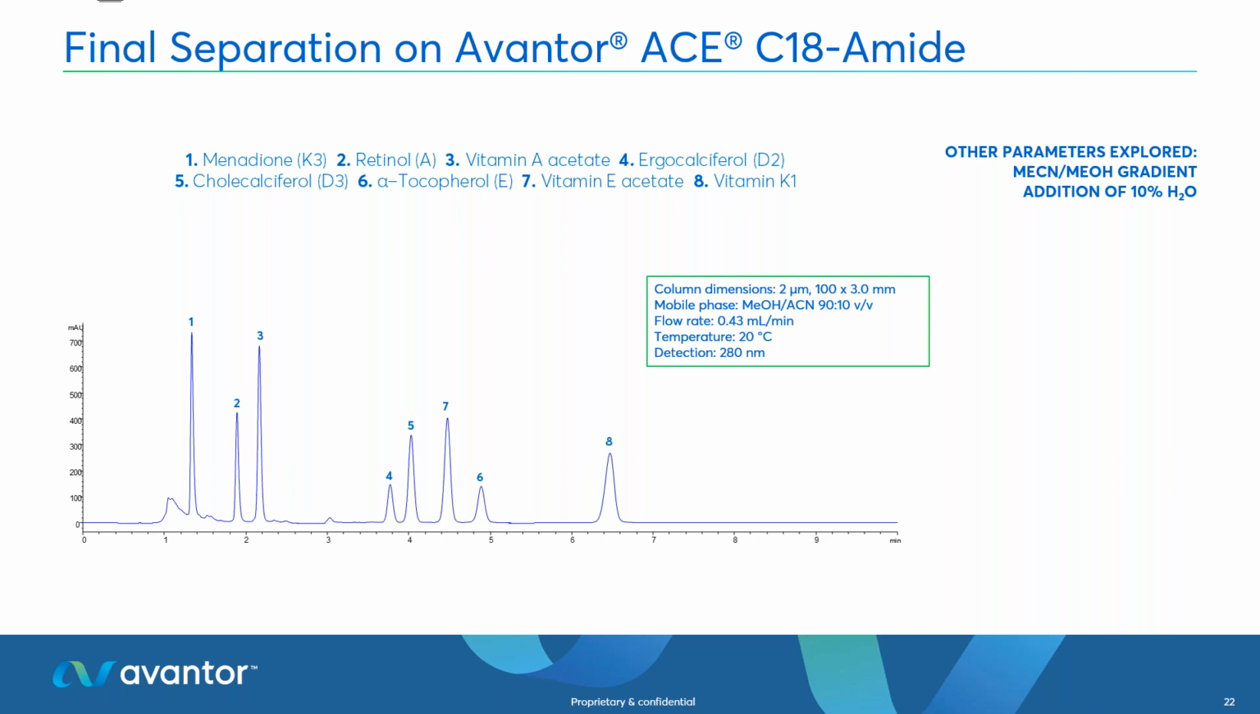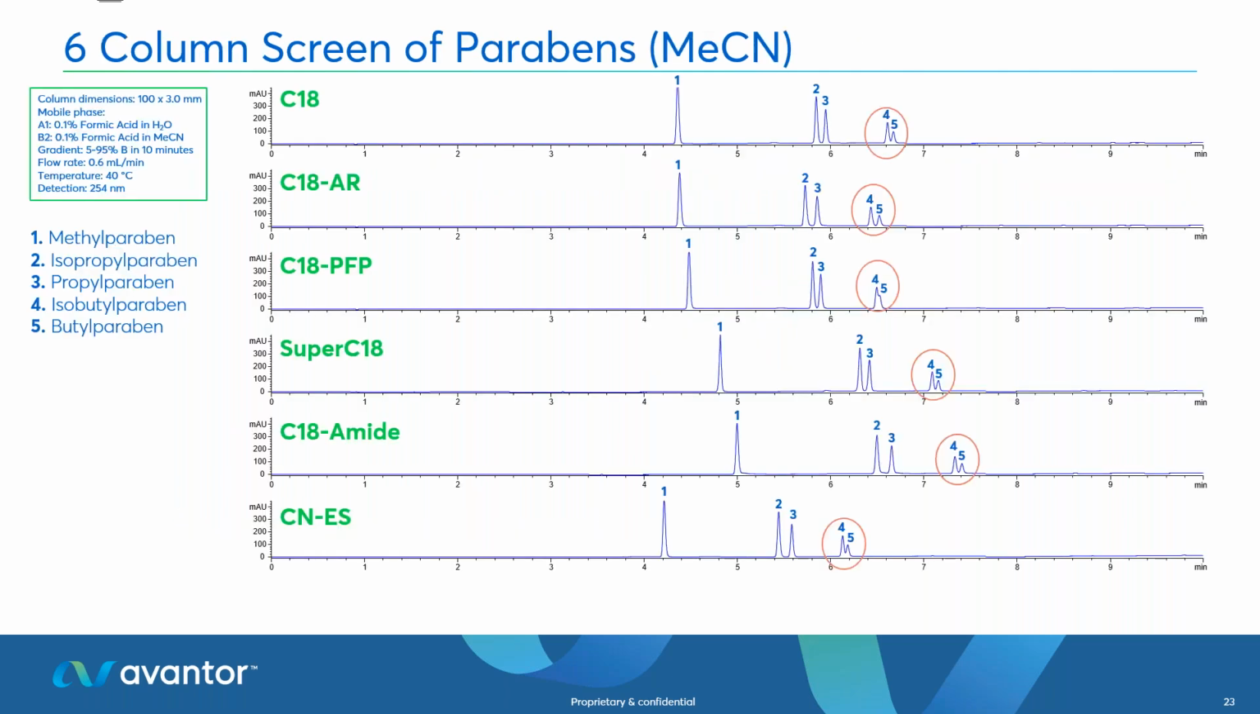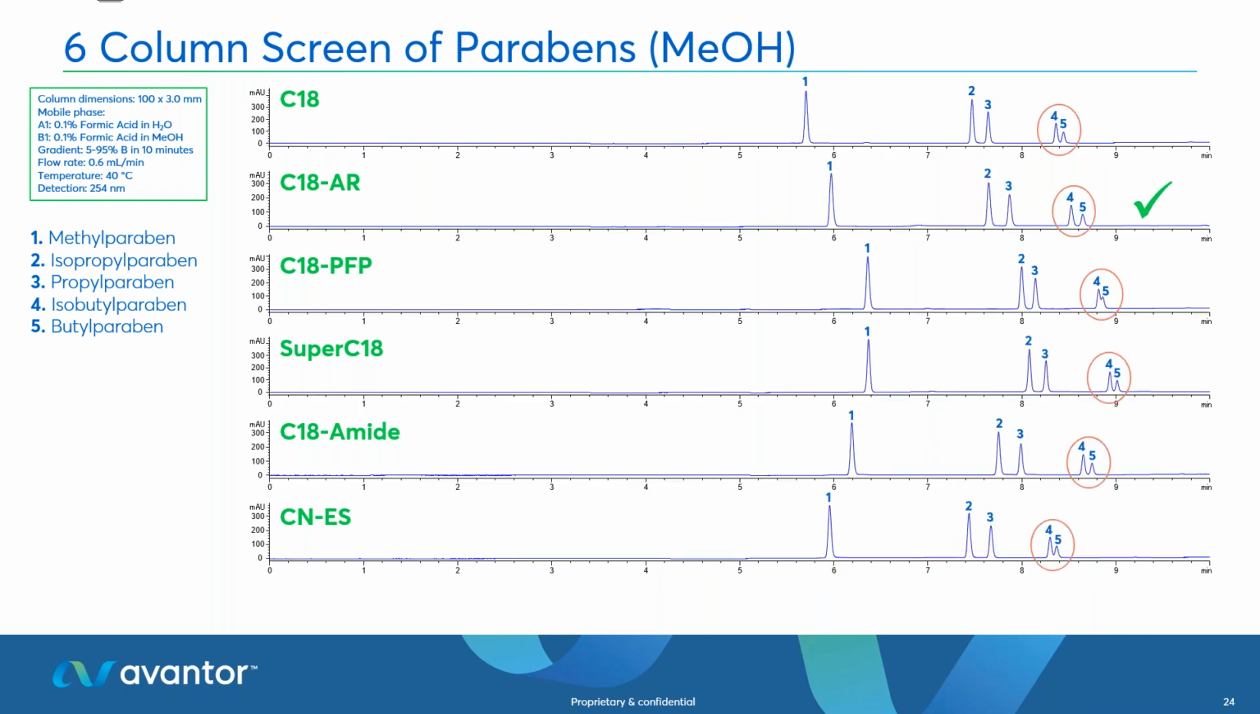We also have used this kind of screening approach for things like parabens. So here you've got the acetonitrile mobile phase composition on all of the 6 chemistries. And then we've got the methanol as well. So you can see slight differences. Sometimes it doesn't look so significant, but actually if you really need to separate out peaks 4 and 5 in this case, it's worth doing the screen, because it could be very challenging to try and separate on some of the other chemistries.